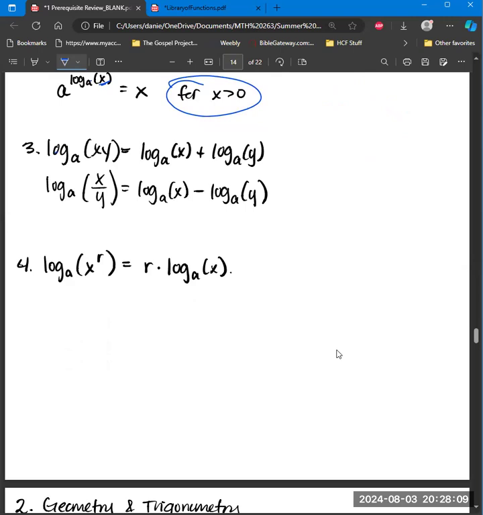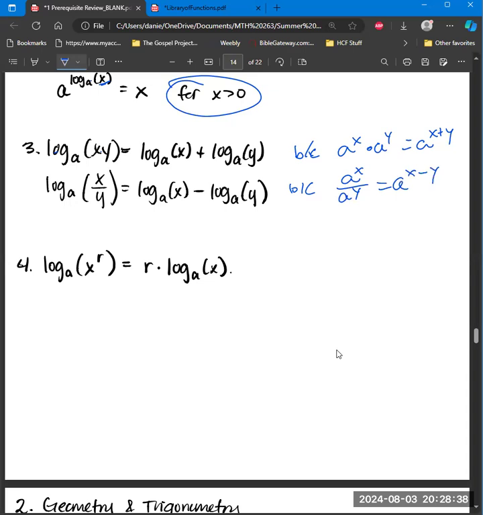When I multiply inside a log, remember when I multiply like bases, I add the exponents. This is addition of exponents over here. So this is because a to the x times a to the y equals a to the x plus y. It's the same rule, just written a different way. This is because a to the x divided by a to the y is equal to a to the x minus y.